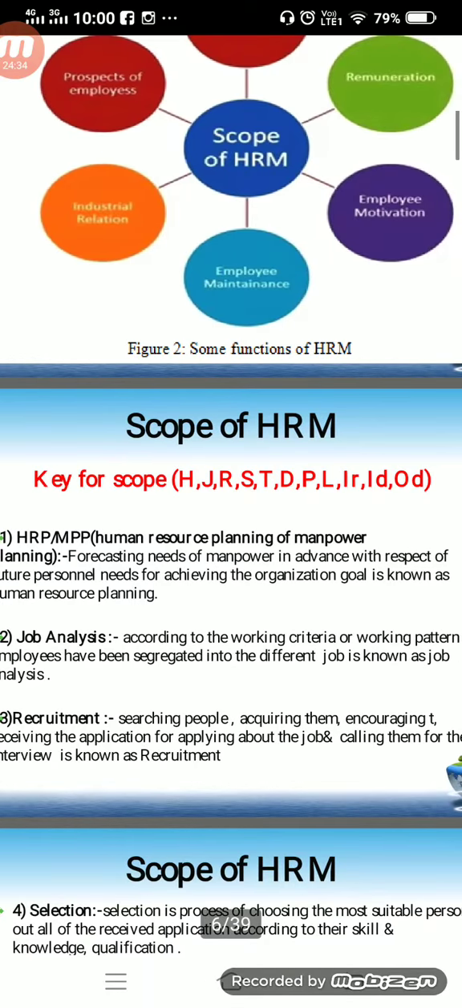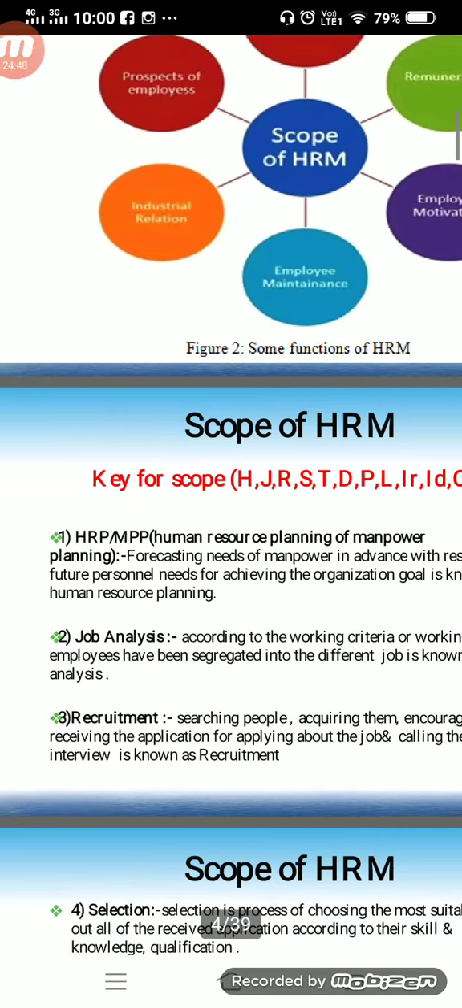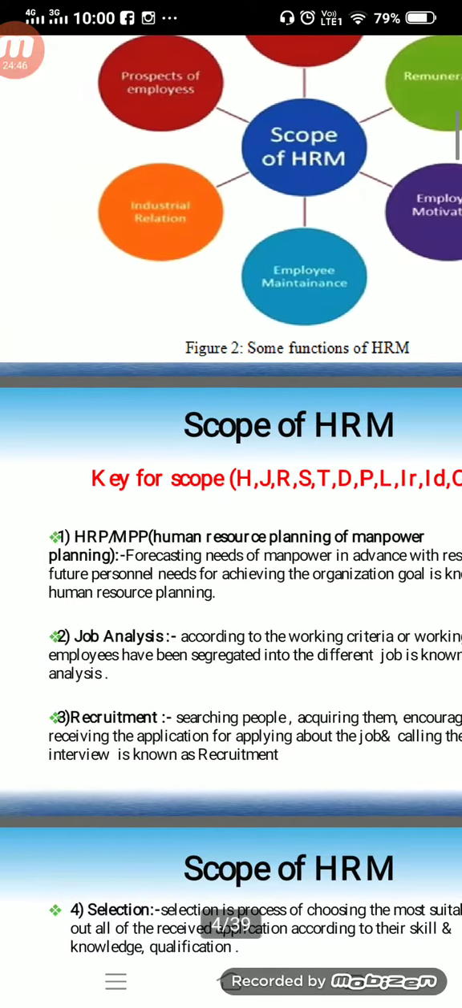So here we can say that forecasting the need of manpower in advance, with respect to future personnel needs for achieving the organization's goal, is known as human resource planning. Ultimately, we can say that it is future forecasting or future requirement: how many employees are required, which types of employees, when they are required, and how we are going to bring them into the organization. These types of lists and data are prepared by the HR department or HRM, human resource management. It's called HRP, human resource planning.